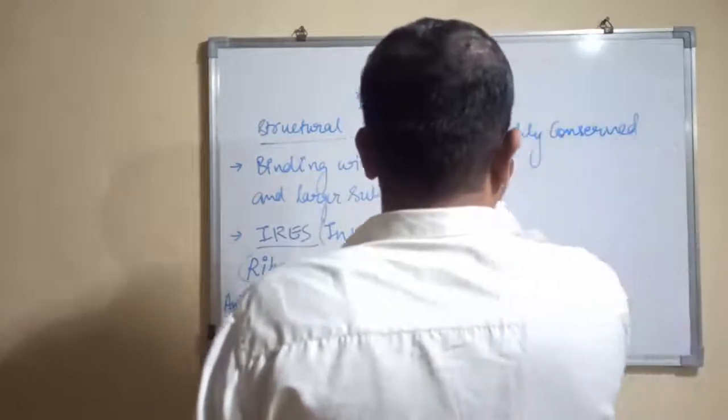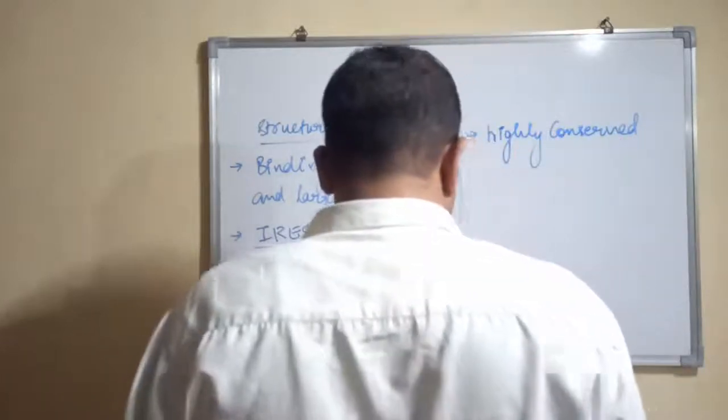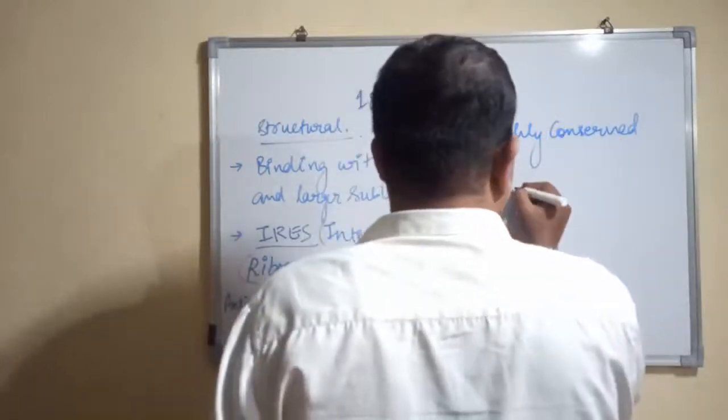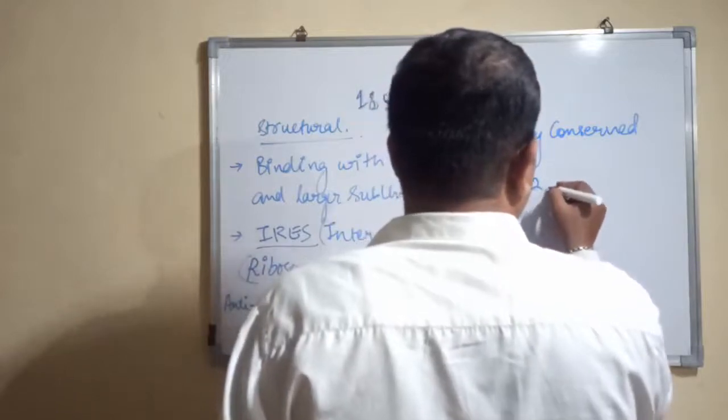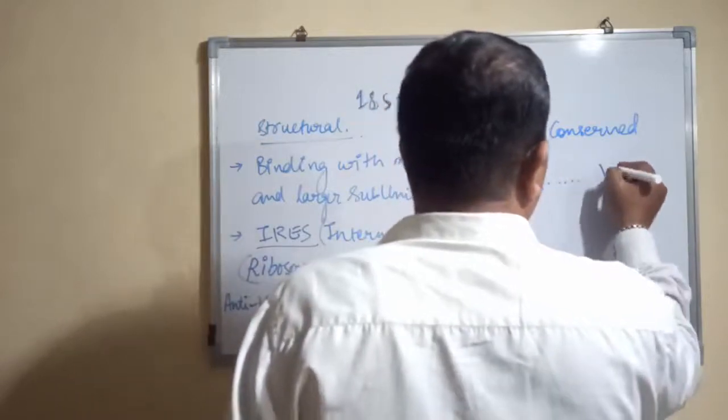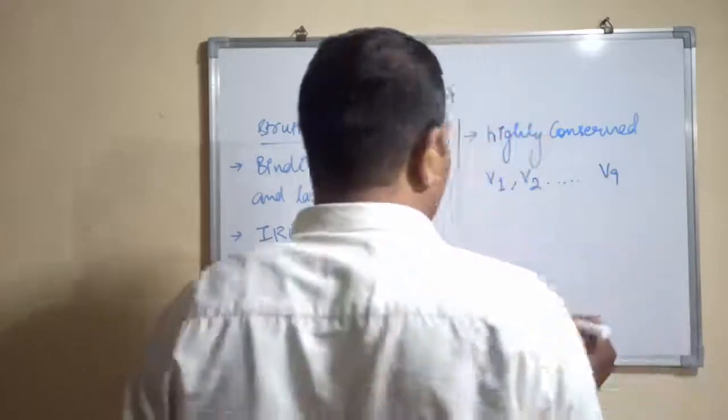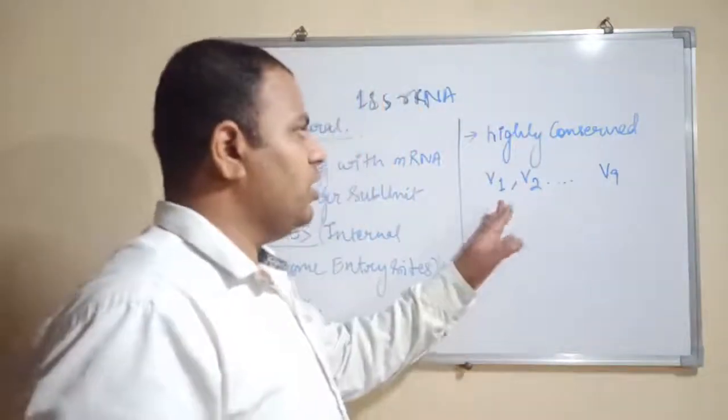So therefore it is also helpful in phylogenetic analysis. It has around 9 regions in the 16S rRNA, from V1 to V9. There are different regions that are highly conserved in this rRNA.